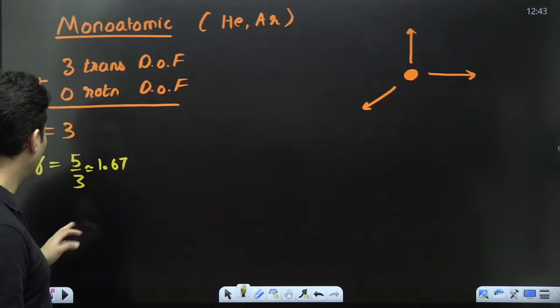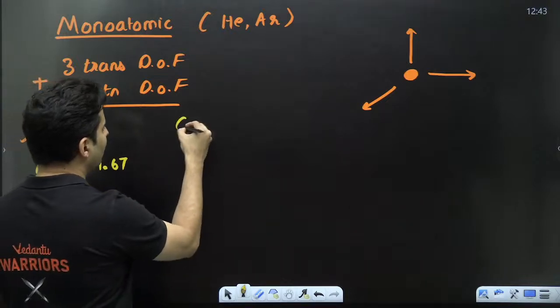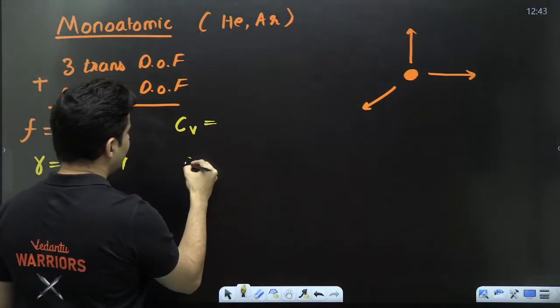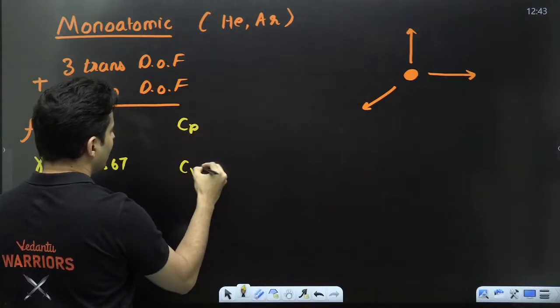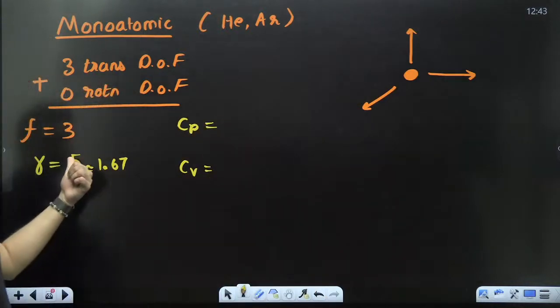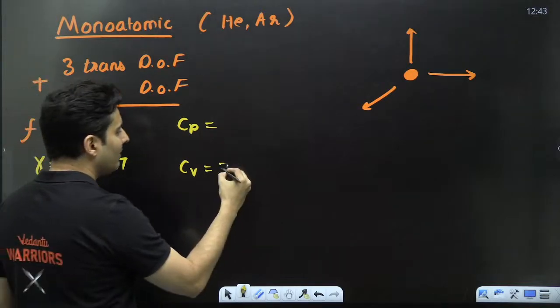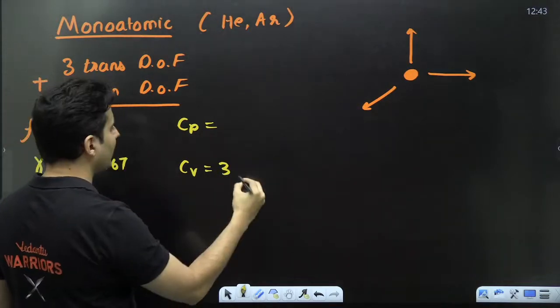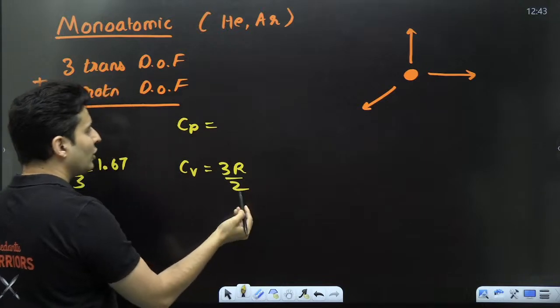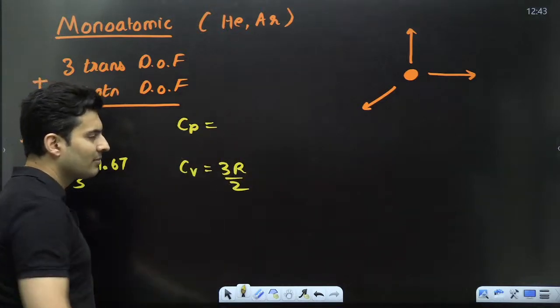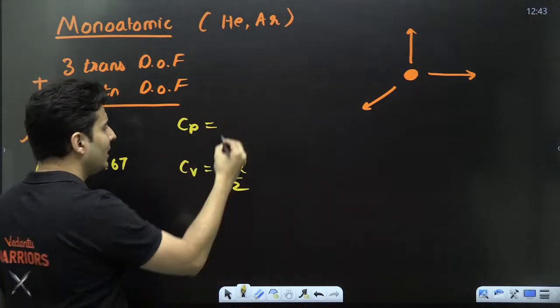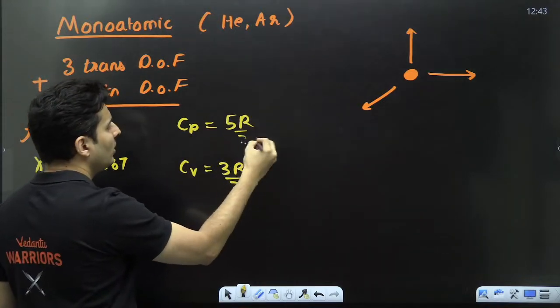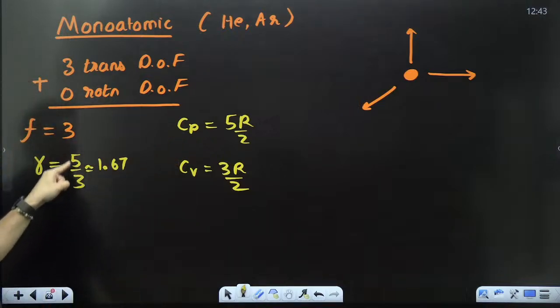So if I do that over here, can you guys quickly tell me the value of CV and CP? Come on, my dear students. CP as well as CV. CV will be F, and F is nothing but 3, so 3R by 2. You add R, you will get CP, because CP is always more than CV by a value of R. So this will be 5R by 2. Even if you divide both of them, you will get 5 by 3.